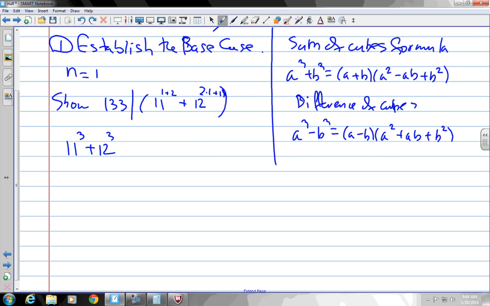I usually give those formulas on the exams. You don't have to have them memorized, but you need to know that they exist, and sometimes you have to use them. So in this case, I like using those formulas. It allows you to compute things faster. So if I apply the sum of cubes formula here, the value of a is 11 and the value of b is 12, so then it becomes 11 plus 12, and then 11 squared minus 11 times 12 plus 12 squared.